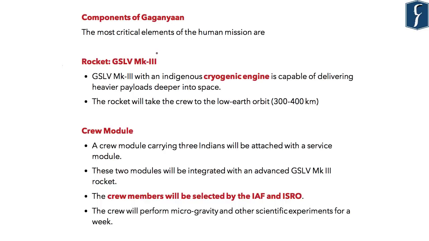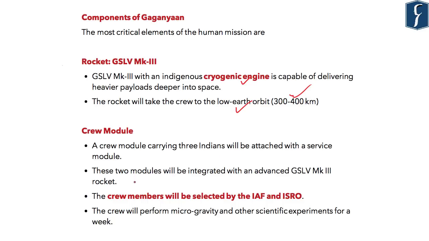Now, the first and most important component would be a rocket or a carrier which would take the crew module into space. Now, GSLV Mark 3, which has an indigenously built cryogenic engine, is capable of delivering such a heavier payload into space. Cryogenic engines work on fuel stored at a very low temperature, which enhances their efficiency both in terms of range as well as payload. And this is the rocket which will take the crew to the low Earth orbit of 300 to 400 kilometers.